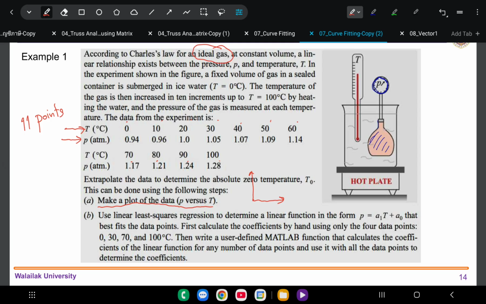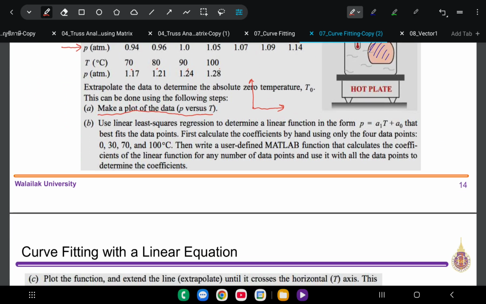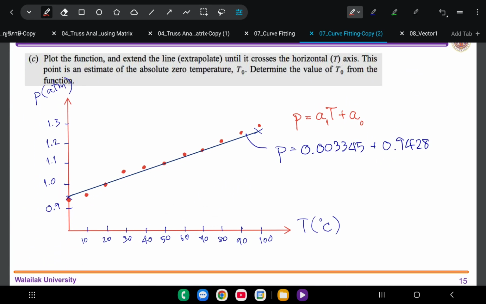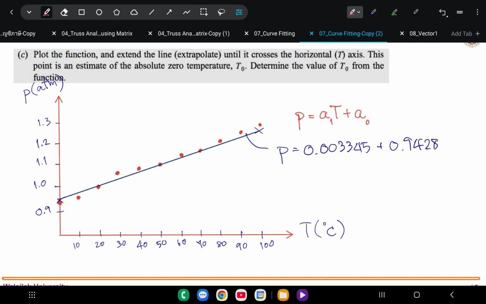We have worked on this in class, so I'm not going to plot it again. I want to use the plot that we did in class. It looks like this. The temperature is the x-axis, and the y-axis is the pressure. When the temperature changes, the pressure changes.